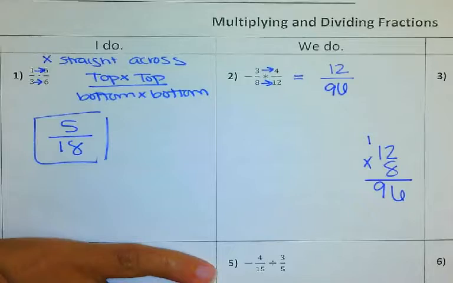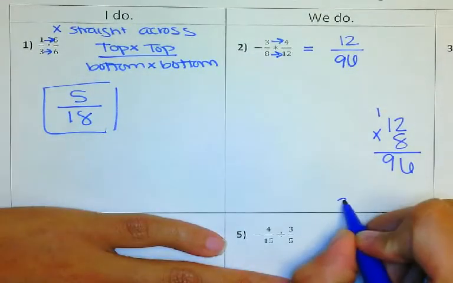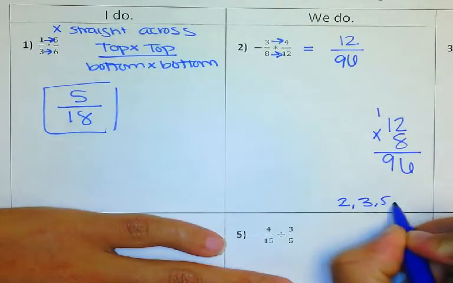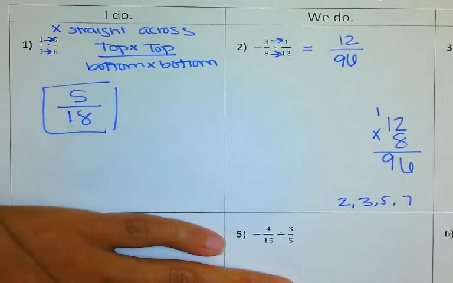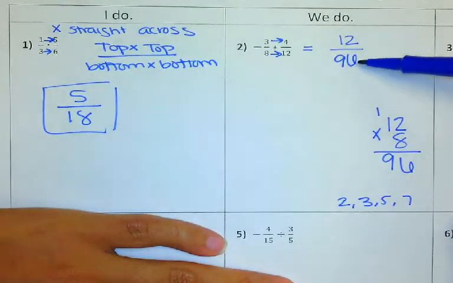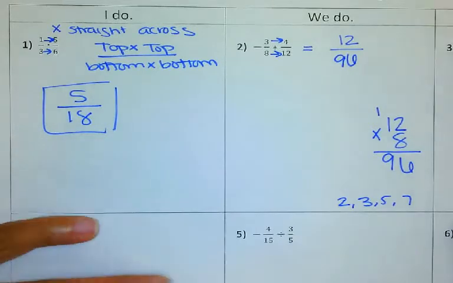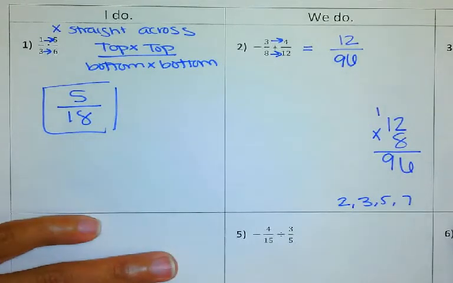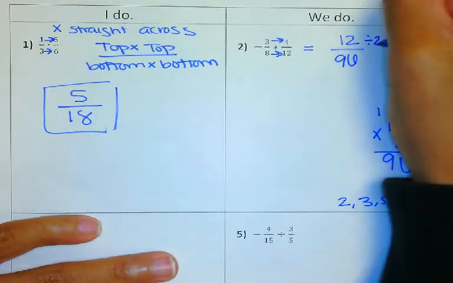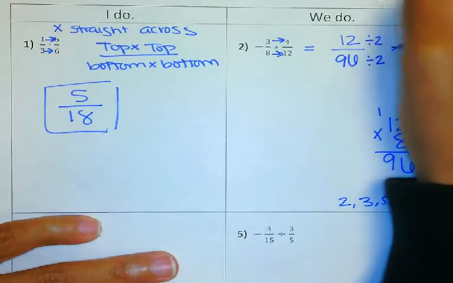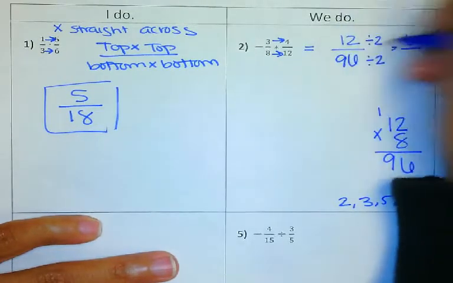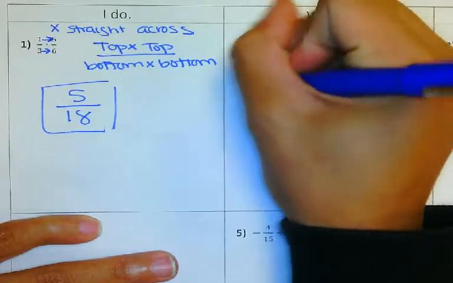Now, one thing you have to remember is that you always have to simplify. If you're simplifying and you have issues, try the numbers 2, 3, 5, and 7. Always try those numbers. So if I look at 12 and 96, I don't know what number can go into both of them, so I'm going to try 2. I know that gives me 6. I don't know what 96 divided by 2 is, so I'm going to do it over here.